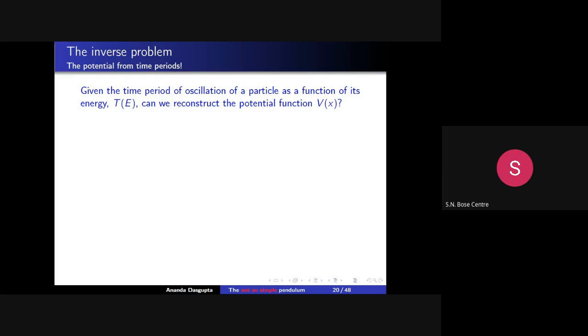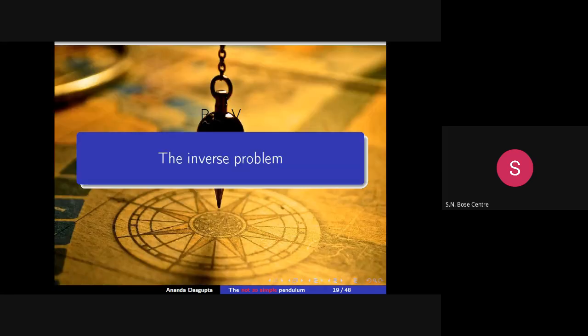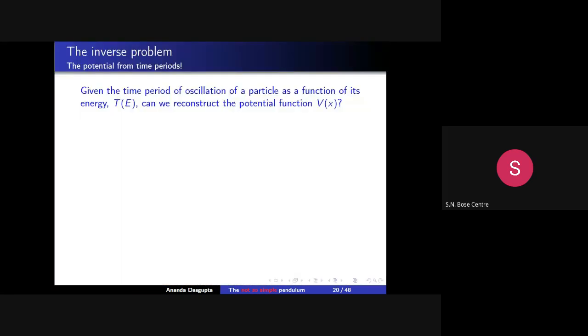But okay, the inverse problem is this. Given the time period of oscillations of a particle as a function of its energy, so if T is given as a function of E, can we reconstruct the potential function V of x?